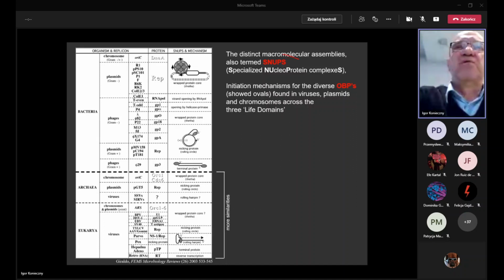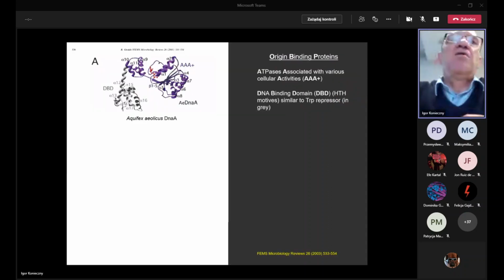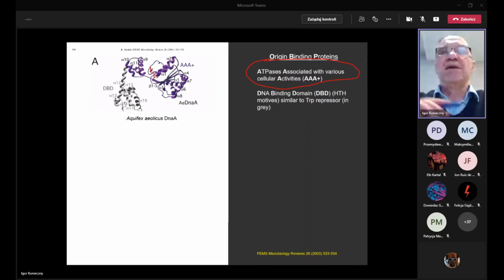There is something which is called SNAPs, specialized nucleoprotein complexes, and these are complexes formed on DNA. And also the other term, OBPs, origin binding proteins. So these are the proteins which interact with DNA, and obviously all replication initiators are origin binding proteins. The bacteria-encoded DnaA proteins contain the ATPase associated with various cellular activities domain, AAA+, and a DNA binding domain.